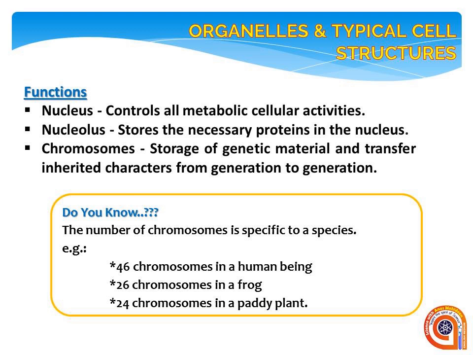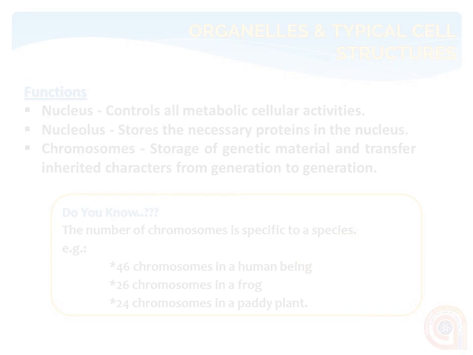Species to species, they do have a specific, unique number of chromosomes. When we come to humans, we have 46 chromosomes, or we say 23 pairs of chromosomes, because chromosomes will be paired with one another. Okay, so single chromosomes 46, paired chromosomes 23. And in a frog there are 26 chromosomes, and in paddy plant 24 chromosomes. You can see they are different from each other. There are a few examples, and this is about the nucleus.